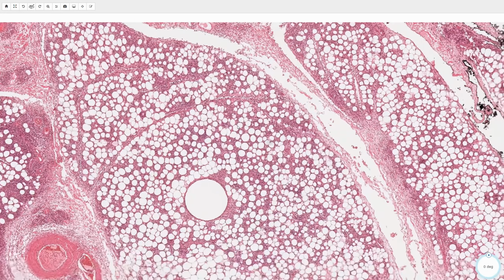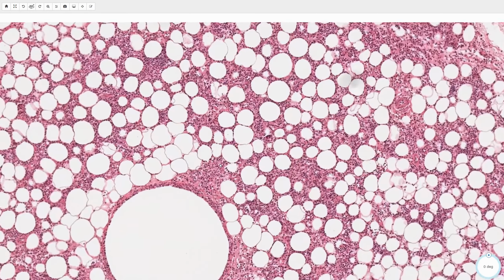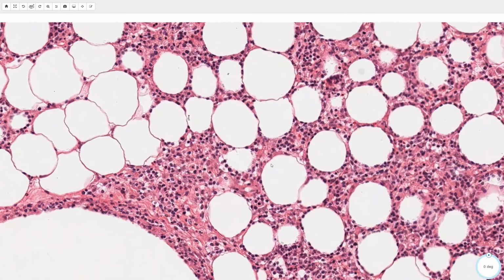But typically what we will see in this entity is immunophagocytotic, or excuse me, if you could just edit that out, Ethan, sorry.